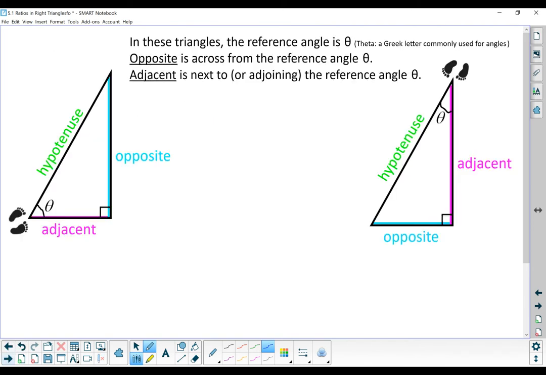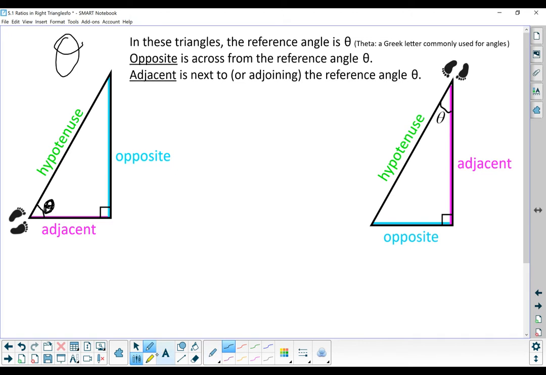Now you're going to see this symbol in triangles a lot this unit, and that symbol is the Greek letter theta. Theta is used to represent angles in math all the time. It's kind of like having an X, but theta is just like an X, but it's an X that would only be used for angles. So if you see a theta in your diagram, oftentimes it means we're going to try to figure out what that angle is.